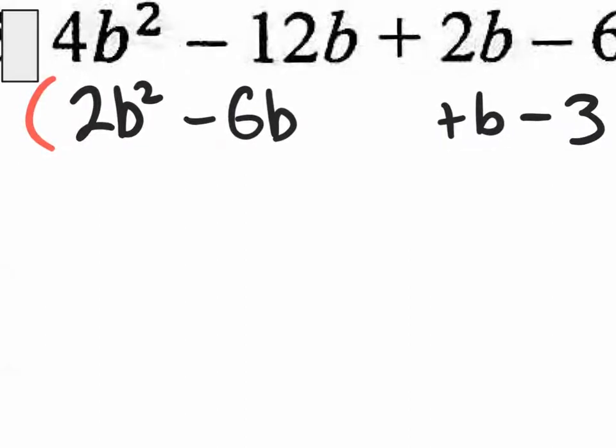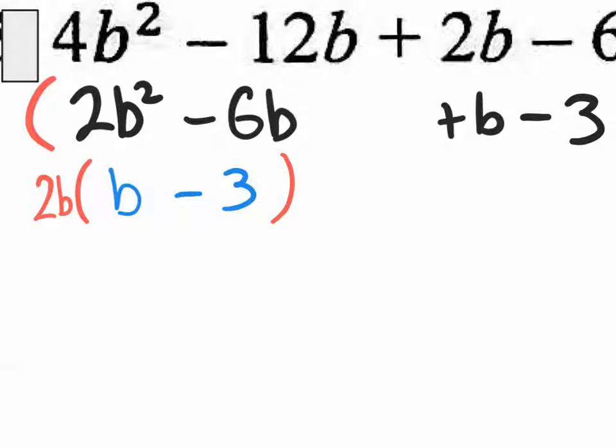So let's take a look at that first group. I have 2 terms in my first group. What could I pull out of there? What's the GCF of that first group? And let me again put the parentheses there. And what's that GCF? 2b, right? So let's put a 2b out here. Now what would be left on the inside? 2b times b would give us the 2b squared, and 2b times negative 3 would give us that negative 6b.